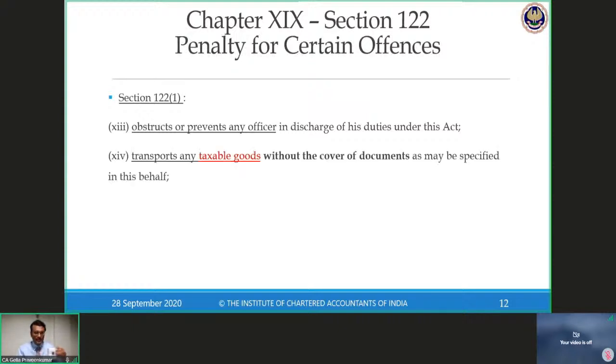Transports any taxable goods. Here they say transports any taxable goods without the cover of documents as may be specified. We are referring to e-way bill provisions. I have transported taxable goods without a cover of documents. What do you mean by cover of documents? Issuance of a tax invoice, issuance of an e-way bill. So if you have transported not exempted goods, only taxable goods, that's why I have highlighted the red color. Examination, probably a question can be tested from this element.